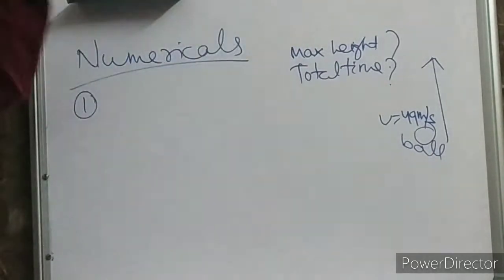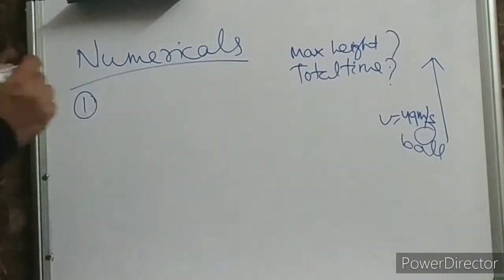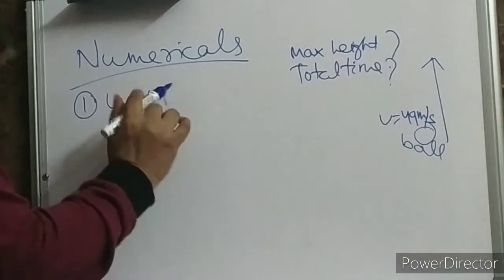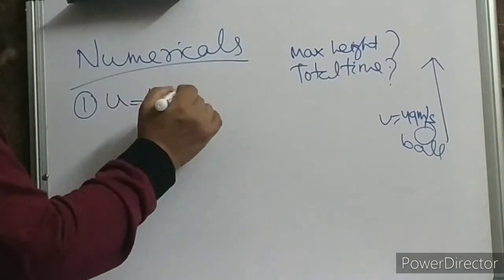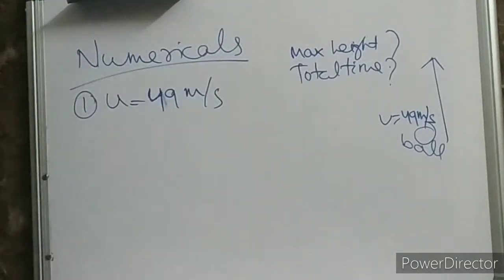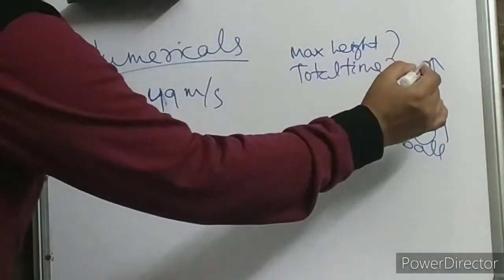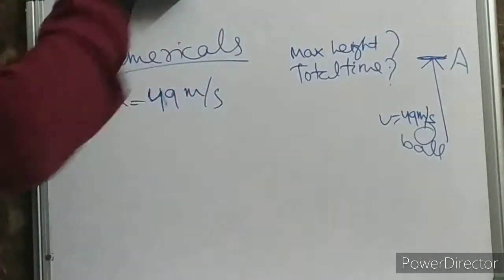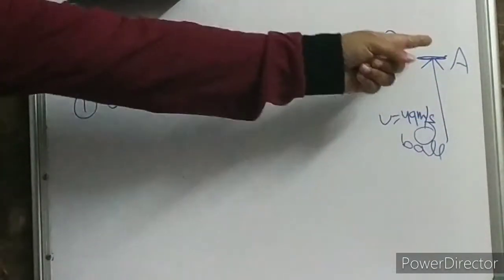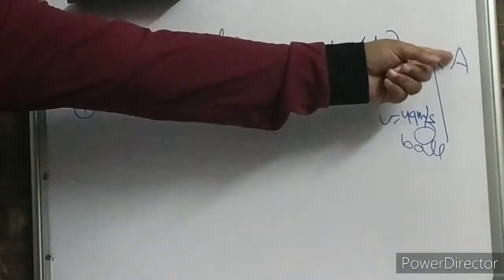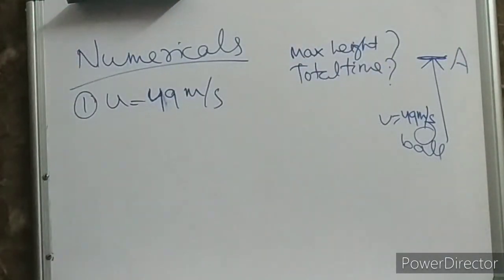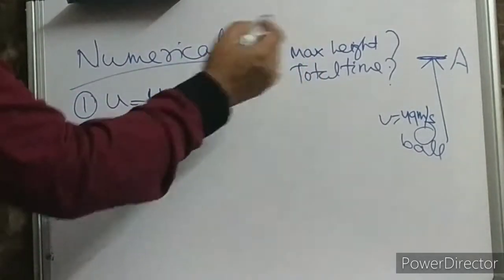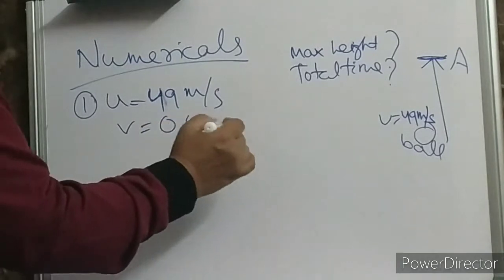First we will calculate the maximum height. Tell me what is the initial velocity? Initial velocity is 49 meter per second, children. It is given in the question. Suppose this point I can name as A. This is the maximum height the ball can reach. Tell me what is the velocity at maximum height? So at A, V will be 0. At maximum height, V is 0.